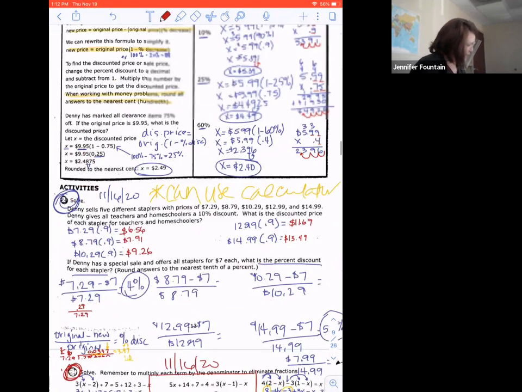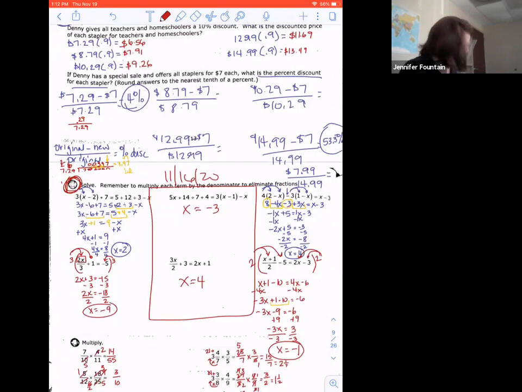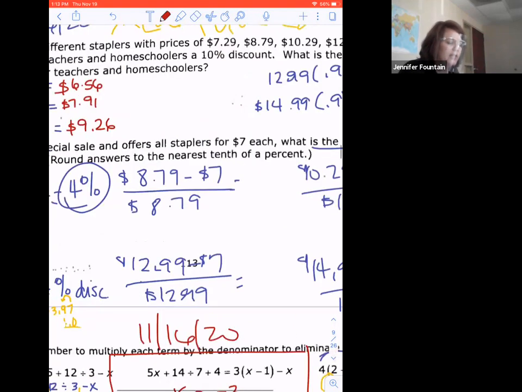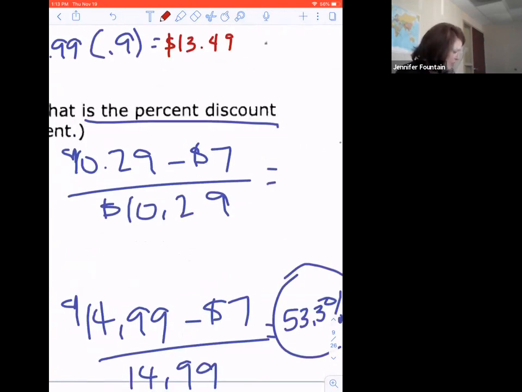Okay, so let's go back to that real quick. The first one we said was 4% because we had already done that one together. We said the original price was $7.29. The new price is $7, and we divide by the original, so it was a 4% change. Then we said, what if he offered it for $7 and the original was $8.79? When I subtract $8.79 minus 7 and then divide by $8.79, we find that that is going to be a 24.4% change. Going from $10.29 to $7 is a 32% change.